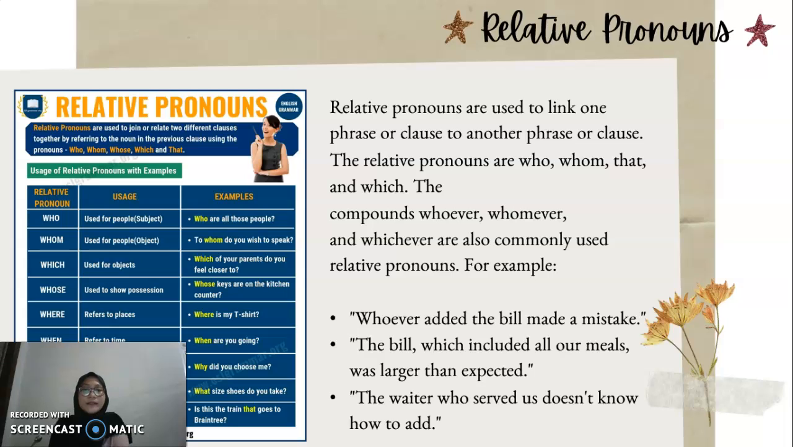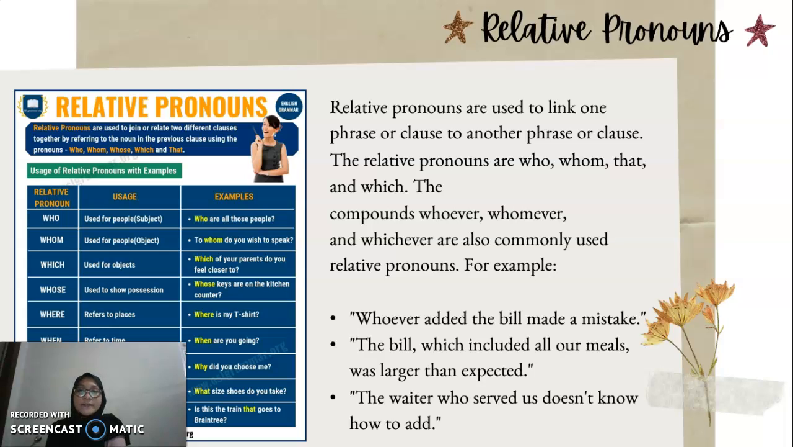For example, "Whoever added the bill made a mistake." "The bill, which included all our meals, was larger than expected." "The waiter who served us doesn't know how to eat." Relative pronouns are used to join or relate two different clauses together by referring to the noun in the previous clause, using the pronouns who, whom, whose, which, and that.